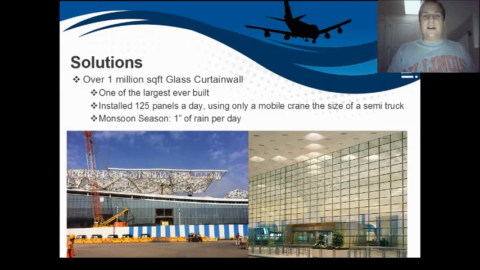Lastly, I want to quickly talk about the 1 million square foot glass curtain wall, which is one of the largest ever built, because they had to install 125 panels a day using only a mobile crane the size of a semi truck. And they had some schedule snafus where they had to hurry up and get it in before monsoon season because monsoon season averages 1 inch of rain per day. But as you can see the pictures down below, they were able to get it done.